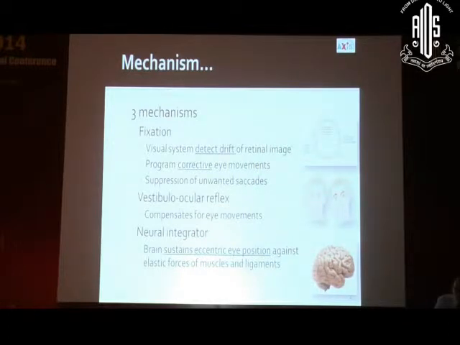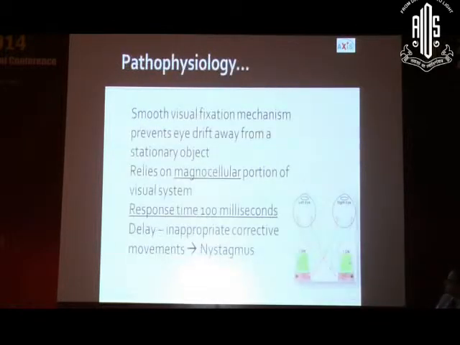First is fixation. The vision system always tries to detect a drift of the retinal image, and it programs corrective eye movements and suppresses the unwanted saccades. In addition, on head tilt and other such movements, we have the vestibulo-ocular reflex, which compensates for the eye movements. And the third thing is the neural integrator, that is the brain, which sustains an eccentric eye position against the elastic forces of the muscles and the ligaments.